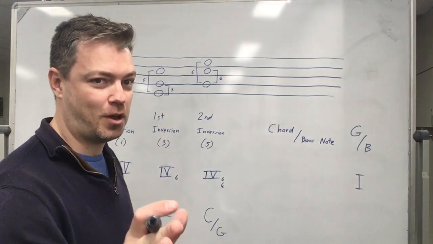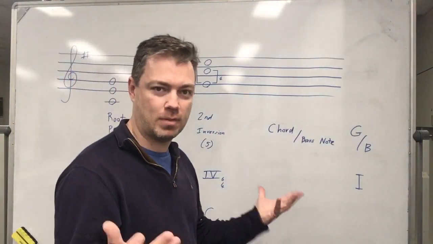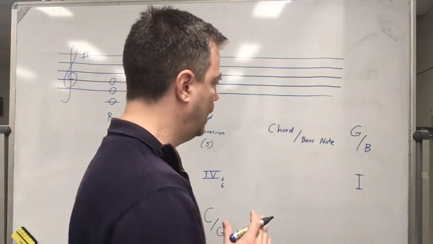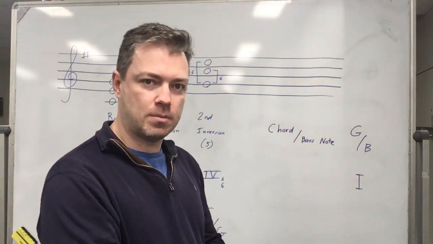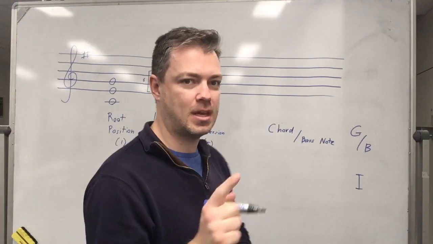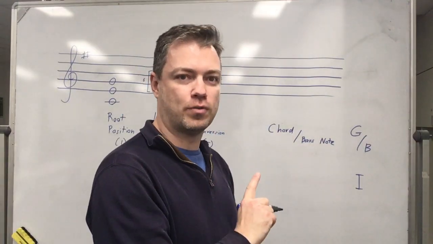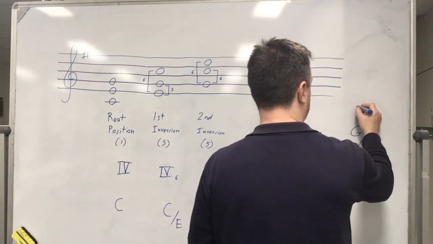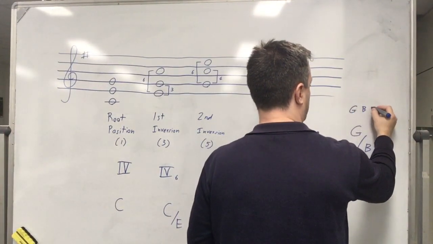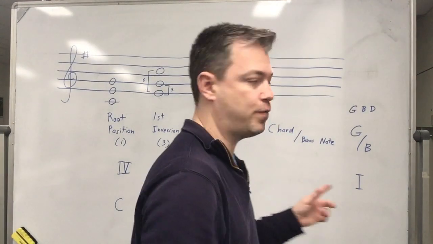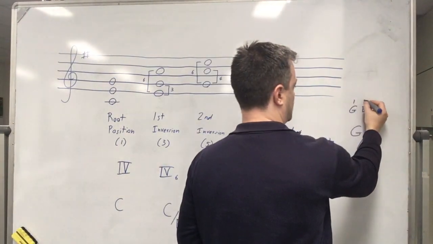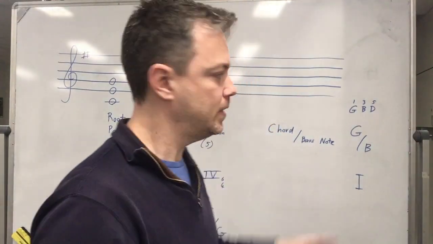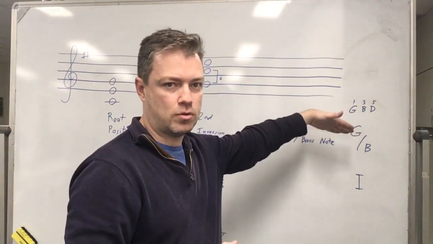Feel free to stop the video here and work it out, because I'm about to go through it. And the way we do this, there's a process. First thing is to write out what notes are in a G chord. I know that in a G chord, it is G, B, and D. The first is a G, the third is a B, and the fifth is a D. That is the notes in a G chord.